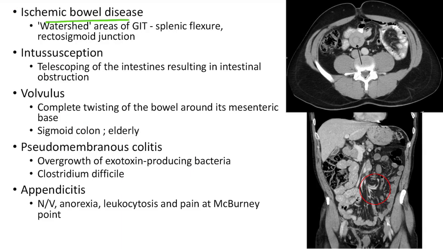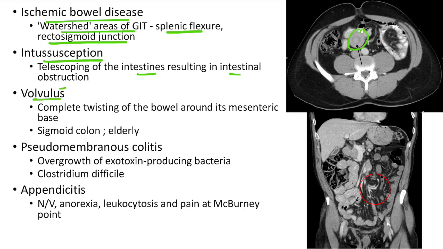And let us see about ischemic bowel disease. They are common in the watershed areas of gastrointestinal tract, which includes splenic flexure and rectosigmoid junction. And let us see about intussusception. As discussed earlier, it is telescoping of intestine resulting in intestinal obstruction. This picture shows CT finding in a case of intussusception.